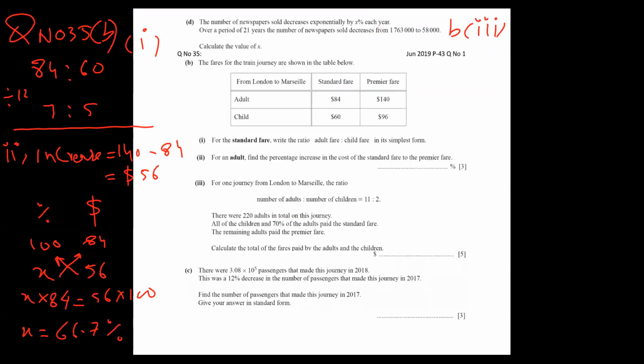What is the question here? 5 marks, a little bit tough question. For one journey from London to Marseille, the ratio of the number of adults and number of children is given as 11:2. So who are traveling, adults and children, is mentioned here. And there are 220 adults in total on the journey. So the adult ratio is 11 and the adult number given is 220, so we can equate them.